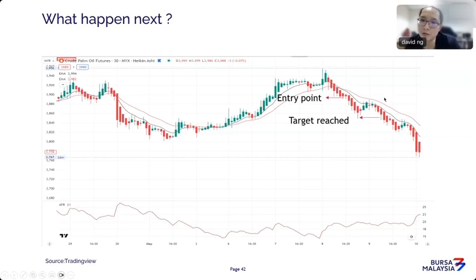So once the target is reached, you're out. If your stop loss is reached, you're out of the market, and you have to wait for the next potential setup or entry. As a trader, we really need to be disciplined in that regard, to make sure that we are well equipped when it comes to prioritizing and managing our risk accordingly.